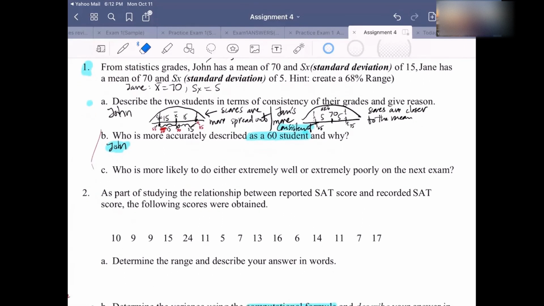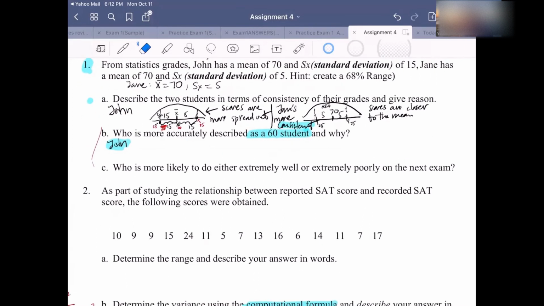So see who is more likely. So C of number 1, right? Who is more likely to do either extremely well or extremely poor on the next exam? What's your answer, everyone? Type in the chat for me. If I don't see your name on the chat, then I may call you out loud. Just tell me your guess if you don't get it right. That's fine. Okay, I got Vanessa, Yurio, Leif.